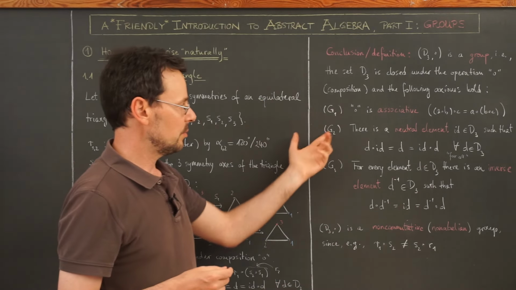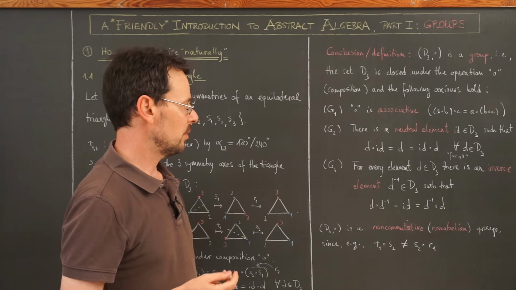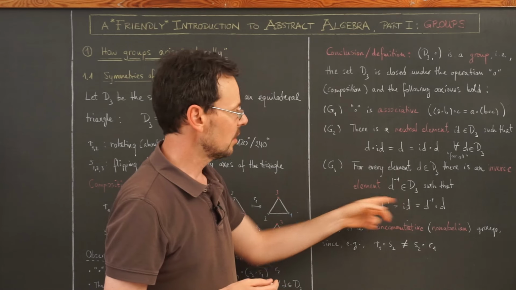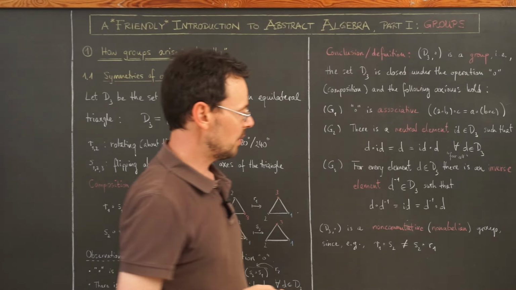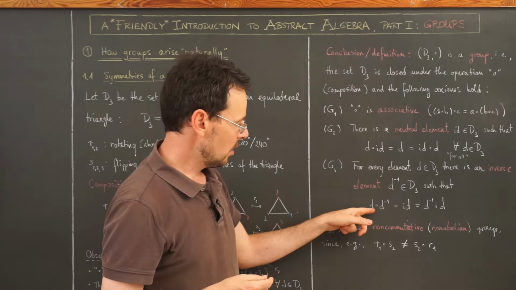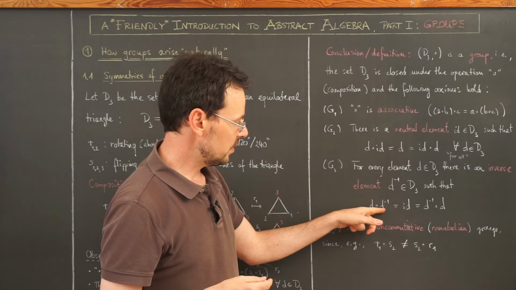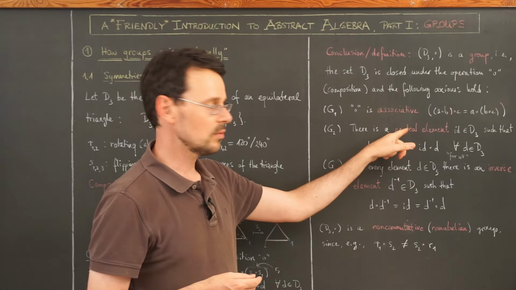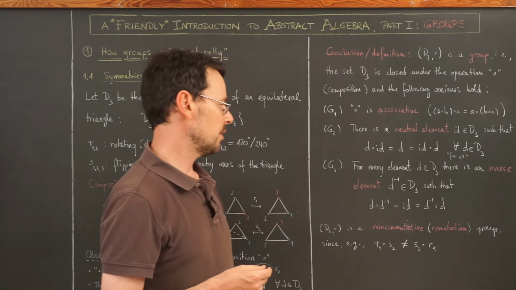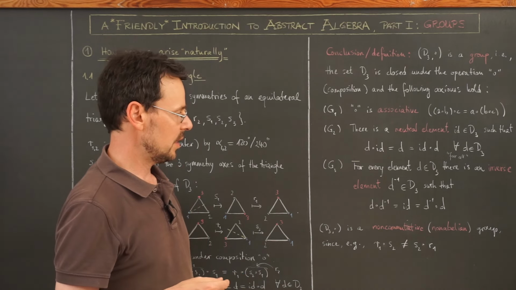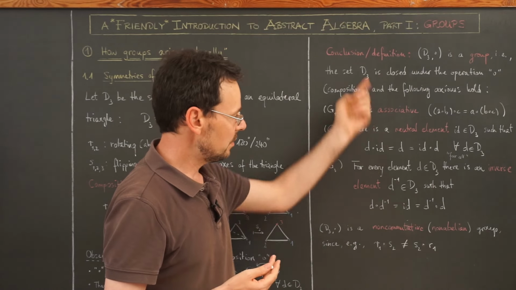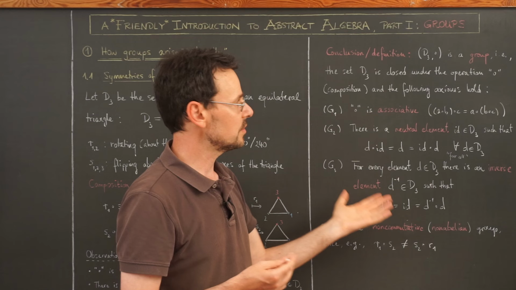This is group axiom number 2, and group axiom number 3. Every element in this set must have an inverse element. Here's the notation, d to the power of -1, or just d inverse, such that when I compose d with its inverse, I end up with the neutral element, and also the other way around. If I compose the inverse with this element, then I end up with the identity. Any set with such an operation, such that these 3 axioms are fulfilled, is called a group.